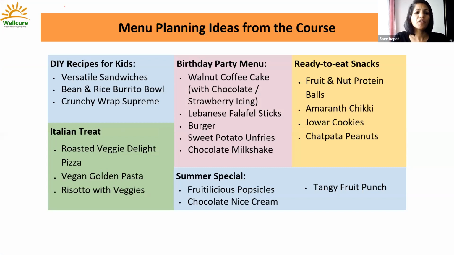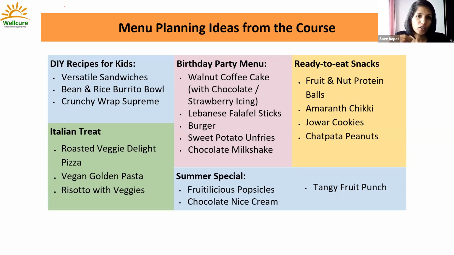And you can play around with these recipes to come up with your own menu for a party also, right? So for example, if you want to plan for a birthday, then there is a walnut coffee cake with icing, nice icing of ganache chocolate. Then falafel sticks, burger, sweet potato on fries, chocolate milkshake. You can make this menu for birthday. Or there is summer special, Italian treat, do-it-yourself recipes for kids, where I told you about sandwiches and burrito bowls and wraps, right? And then there are some ready-to-eat snacks.